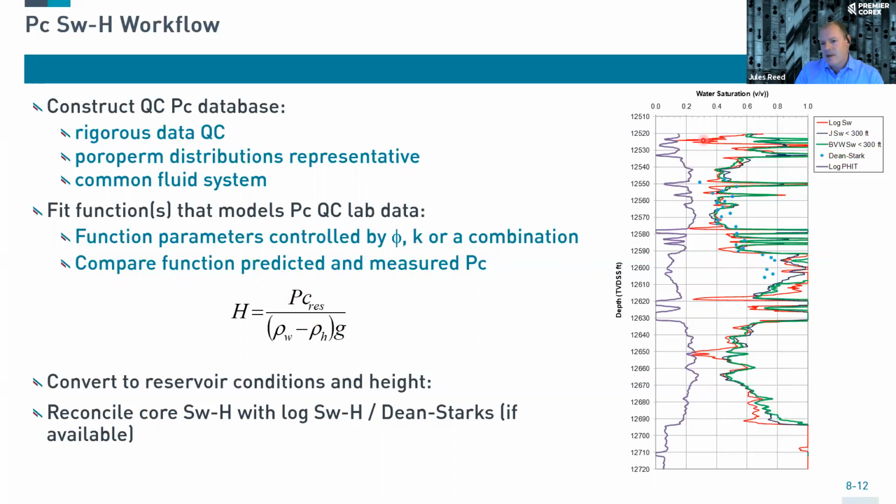So on here, the red is the log saturation direct from the logs. The green is a bulk volume of water calculation. The dark blue underneath is the J saturation. And these blue points are Dean Stark data. And we can see that there's a reasonable correlation to most of these. There are some portions where we're missing what the log is seeing, but in general it's a reasonable correlation.